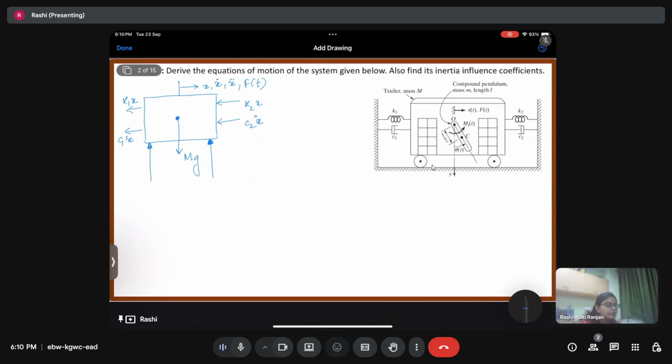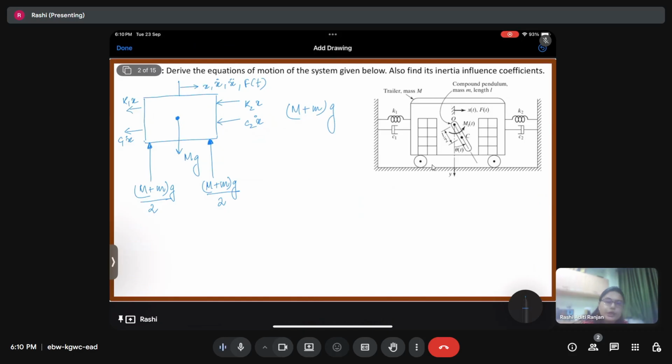Okay, so the total weight is definitely this. So the reaction force is going to be divided into two parts, (M plus m) g by 2 and (M plus m) g by 2. These are the two reaction forces. Okay, I hope this is clear.